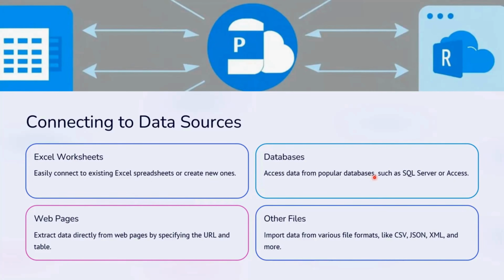And Power Query can access data from popular databases like SQL Server or Access, and it allows you to pull in large data sets seamlessly. Power Query can extract data directly from web pages by specifying the URL and the table. You just select the URL, put the URL. If the website has a table, it will pull that up.